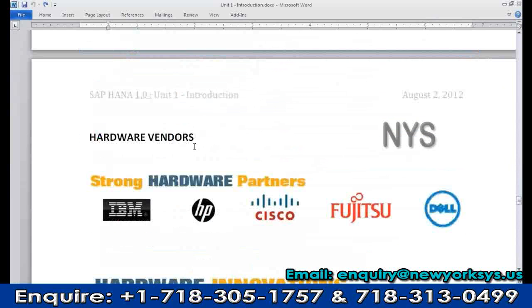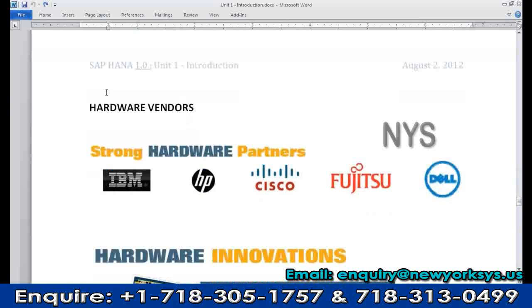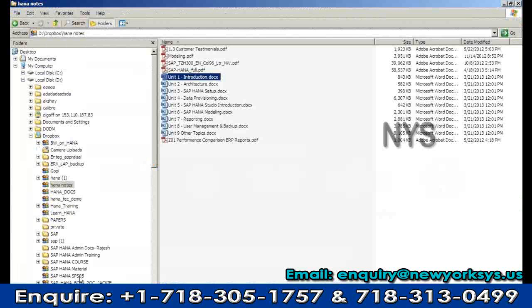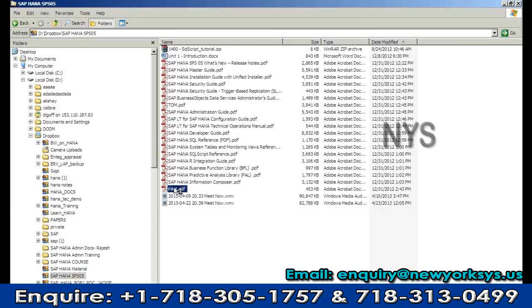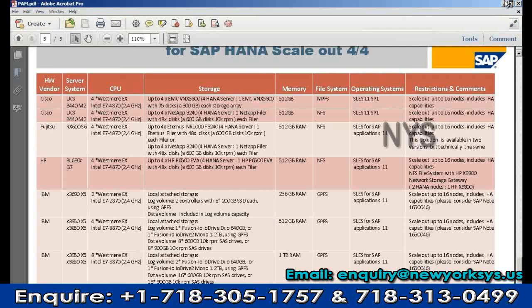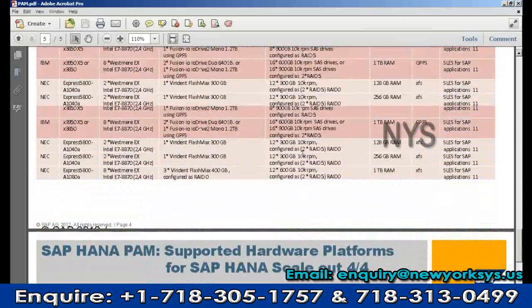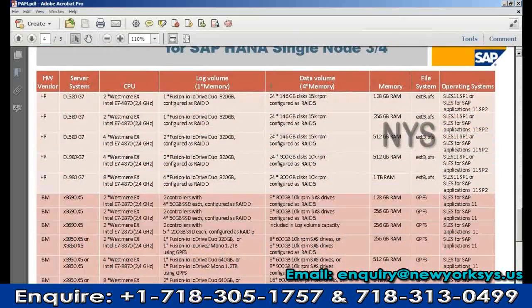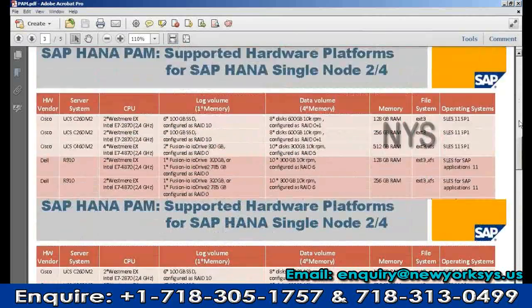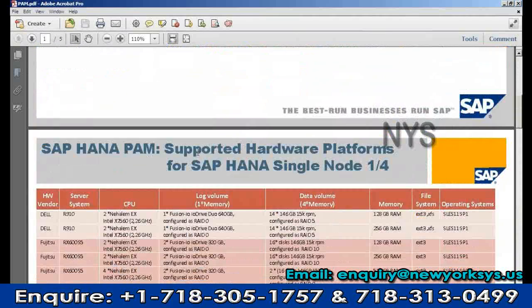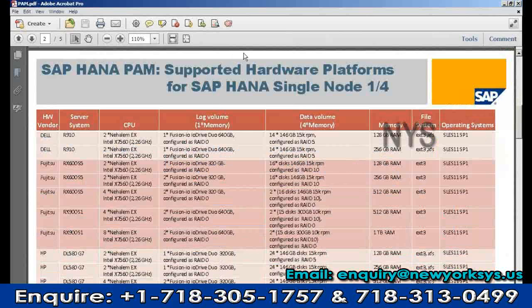Now we come to the hardware vendors, or the hardware. I'm showing you something like five vendors here, but I have a more recent product availability matrix, PAM. Let's just discuss this a little bit. The first thing you can see is this is a single HANA node. Let's take a look at it.